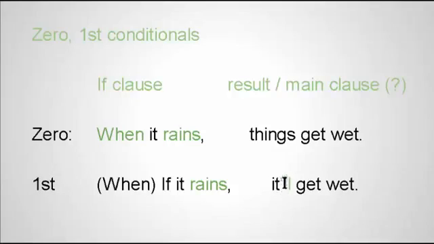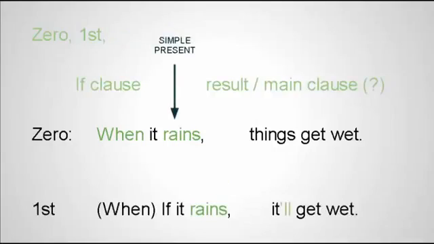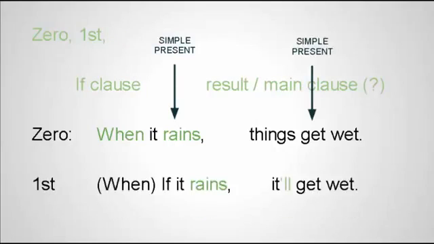That's the first condition. It has a will. Zero, when it rains, things get wet. And in this case, we have simple present grammar. Not always the case. Sometimes we can say when it's raining, but usually that's wrong. So in my mind, there are other examples, but I usually focus on the simple present. When it rains, things get wet. When it doesn't rain, things don't get wet.